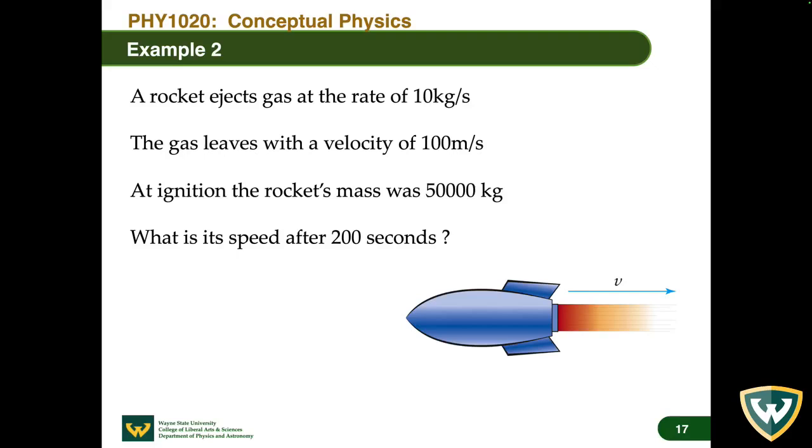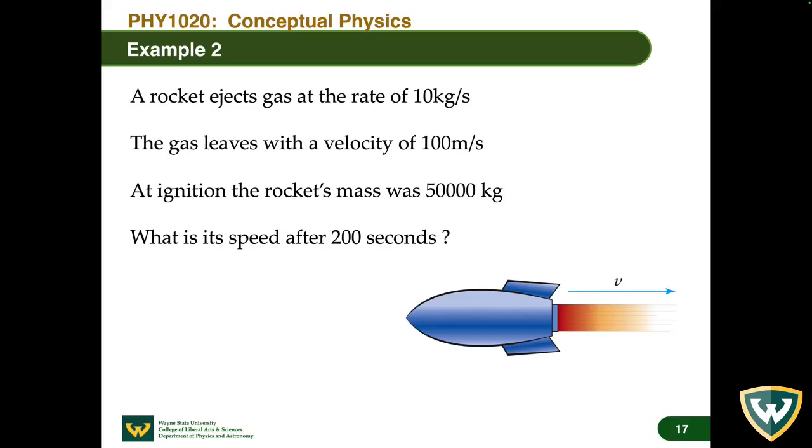Let's assume that the gas is very quickly reaching a speed of 100 meters per second. So we now have an amount of gas of 10 kilograms per second leaving the rocket at 100 meters per second. Now let's assume that initially the rocket had a mass of 50,000 kilograms. We can ask ourselves, what is the speed of this rocket after 200 seconds?